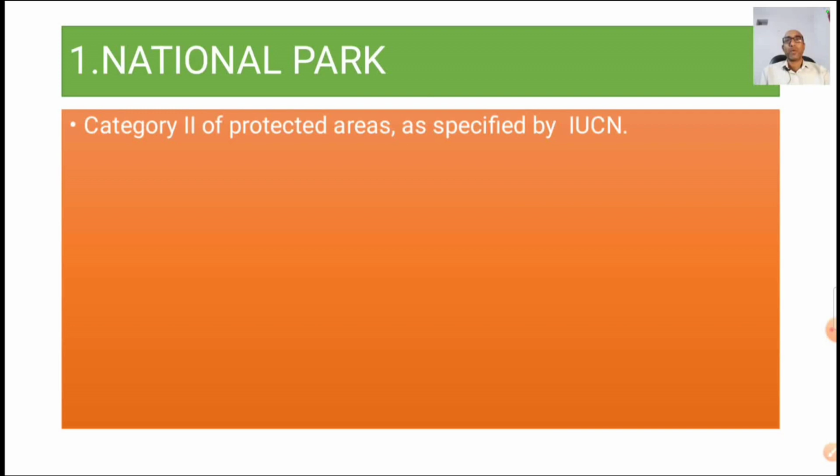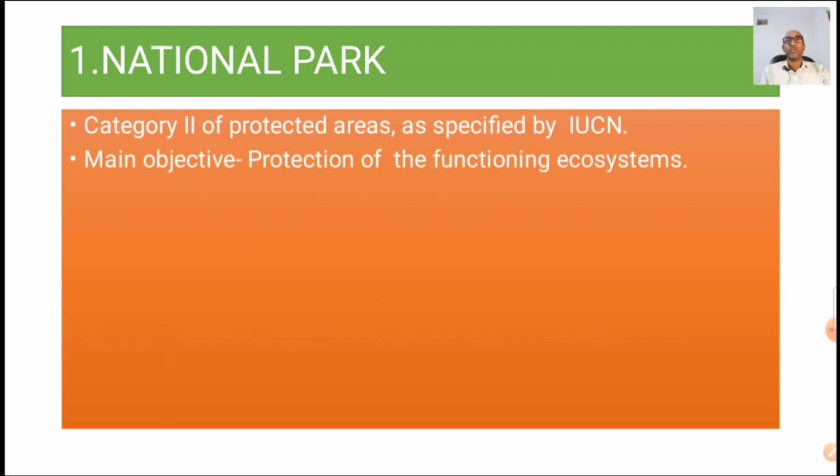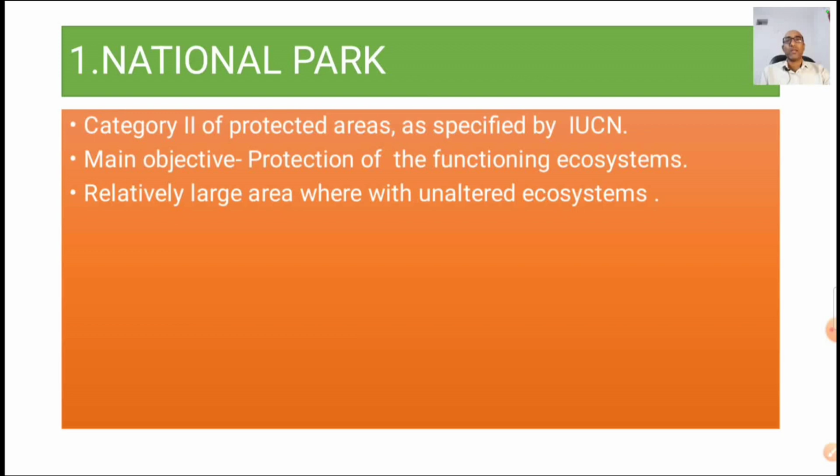You know, national park falls under category 2. Okay, it falls under category 2 of protected areas as specified by IUCN. Now, what is the main objective of formation of national park? Main objective is protection of the functioning ecosystem. That means whatever the ecosystem is out there, it should be protected. Now, it's a relatively large area with an unaltered ecosystem. Here visitors are allowed to enter for inspirational, cultural and recreative purposes.